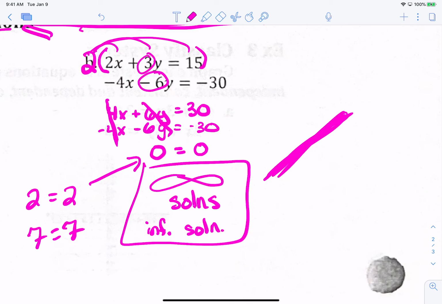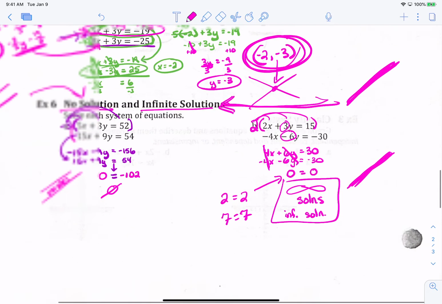Okay? When does 2 equal 2? All the time. When does 7 equal 7? All the time. So there are infinitely many solutions in that case. Does that make sense? It doesn't necessarily have to be 0 and 0. Did that answer your question? Yeah. Okay. All right.